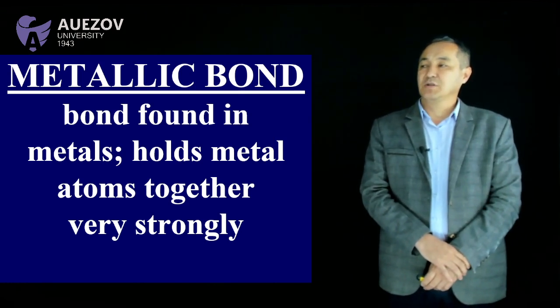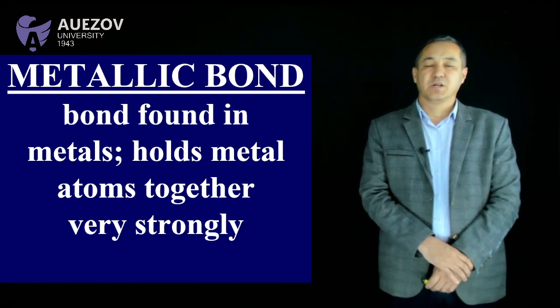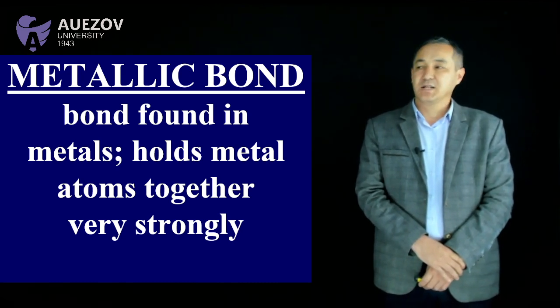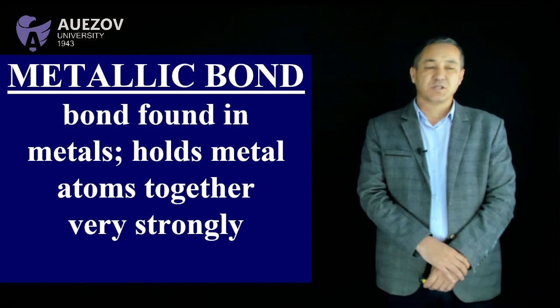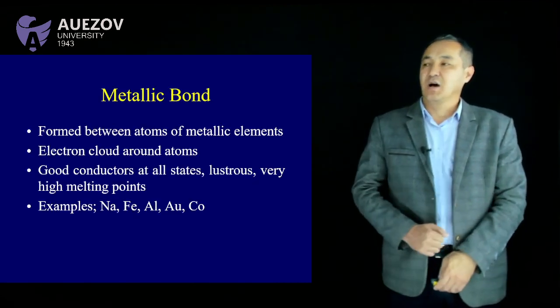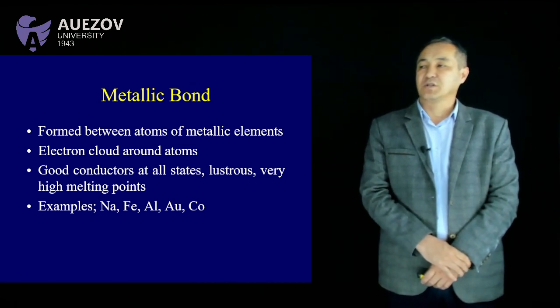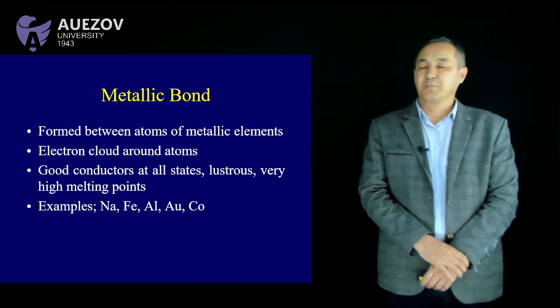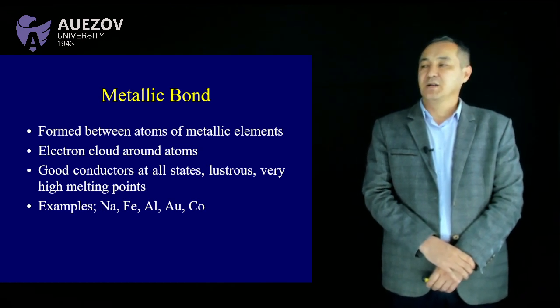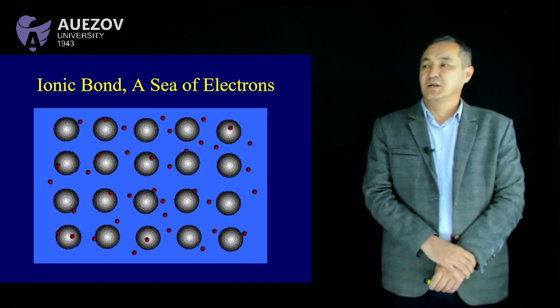About the metallic bond: it is formed especially between atoms of metals and holds metal atoms together very strongly. A metallic bond is formed between atoms of metallic elements, with electrons floating around the atoms. For example, sodium, iron, aluminum, copper, and cobalt elements.